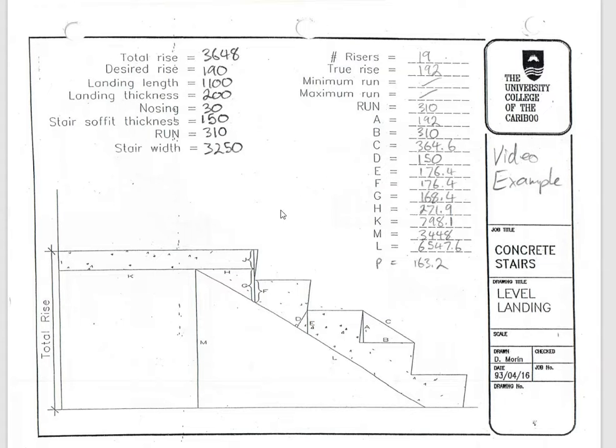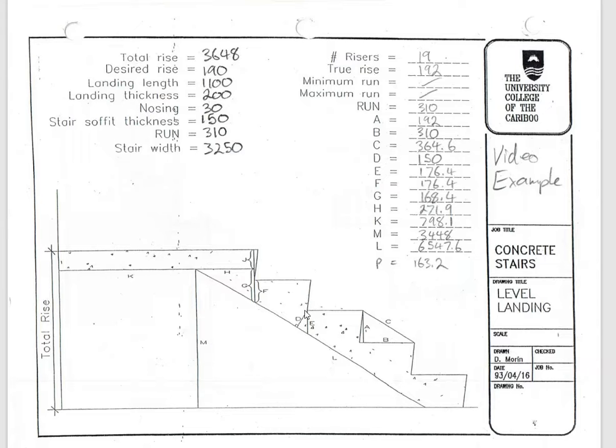And our final move is to calculate the volume for this set of stairs. So we have a couple things in here that will help us with the volume. We have our landing thickness. Our landing length, 1100 mil from here to here. We have a landing thickness of 200 mil.